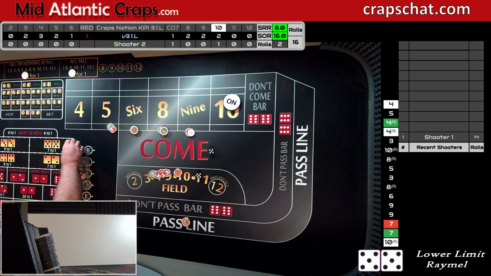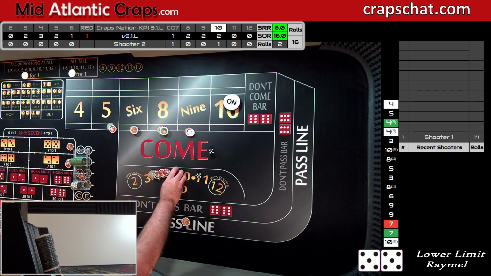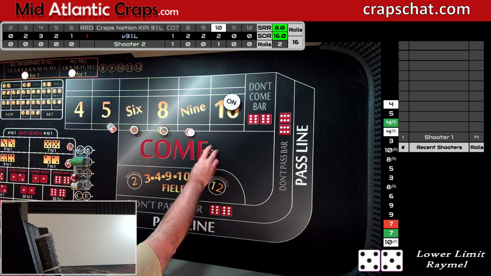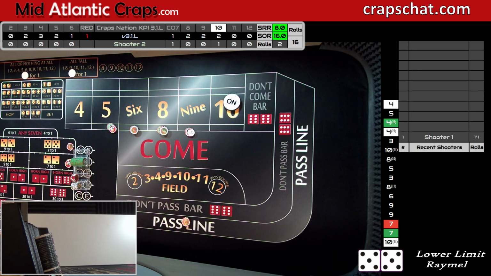We take the 10 back down to the base level. We leave the hard 4 at the second level. So there's $10 on the hard 4, $5 on the hard 10. And these hard ways have kind of saved our butt so far with this strategy. All right, here we go. We got a point of 10. Dice are out.